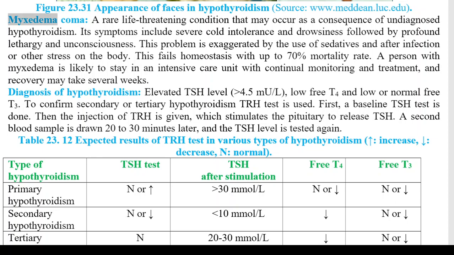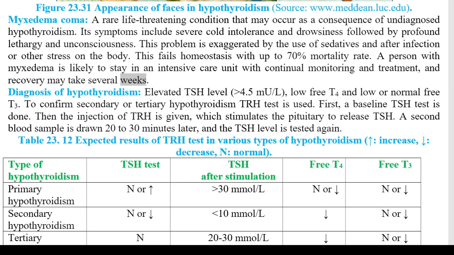www.meddean.luc.edu. Myxedema coma, a rare life-threatening condition that may occur as a consequence of undiagnosed hypothyroidism. Its symptoms include severe cold intolerance and drowsiness followed by profound lethargy and unconsciousness. This problem is exaggerated by the use of sedatives and after infection or other stress on the body. This fails homeostasis, with up to 70% mortality rate. A person with myxedema is likely to stay in an intensive care unit with continual monitoring and treatment, and recovery may take several weeks.